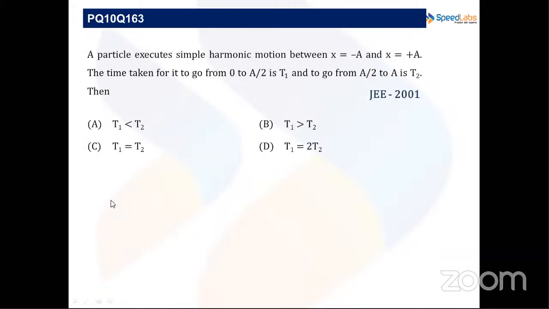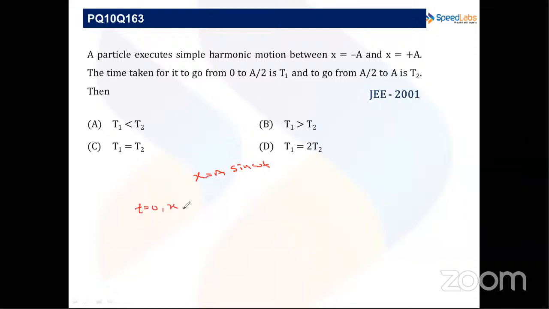This one. A particle executes simple harmonic motion between x is equal to minus a to plus a, standard case. The time taken for it to go from 0 to a by 2 is t1 and a by 2 to a is t2. So we have to find which one is greater. See, just write x is equal to a sin omega t. We have to find time, so find the value of x. At t is equal to 0, it is at x is equal to 0.